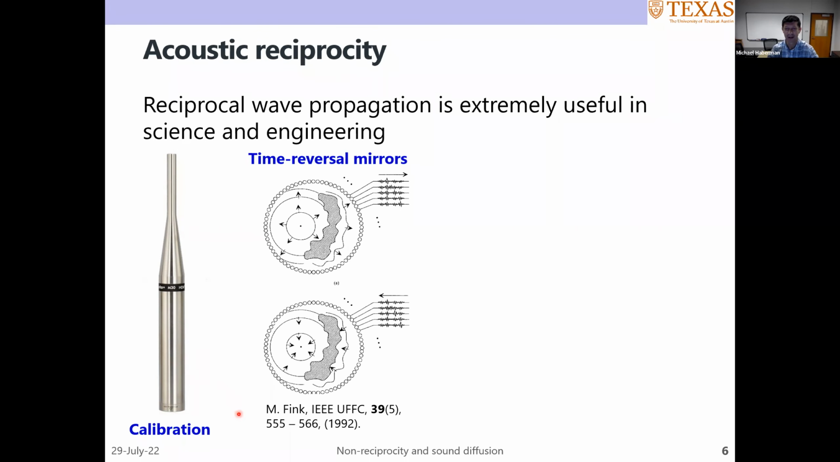Matthias Fink in the early 90s showed that you could use the fact that a medium is reciprocal to apply time reversal mirrors in order to focus through arbitrary media, by encircling any given source with a set of sensors that you could then time reverse the signal from in order to focus back wherever the source of the sound was.